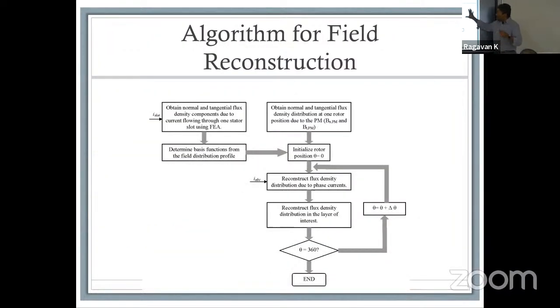So this is the overall profile of how we do field reconstruction. You first create the normal and tangential flux density for 1 amp of current flowing through the structure. You determine the basis functions for that. From that, you go to the initial geometry, and of course you have the permanent magnet and the stator, two components. They both meet together for a position, and that's it. This is all you need. You need one of those for a given slot current of 1 amp, and you need one snapshot from the permanent magnet, and then you combine them together and start reconstructing it.